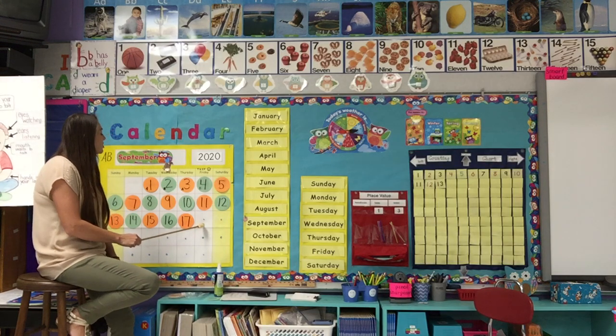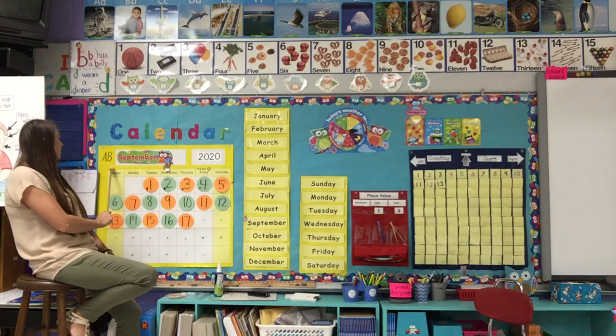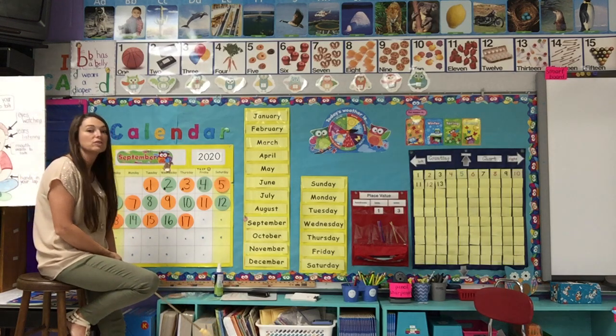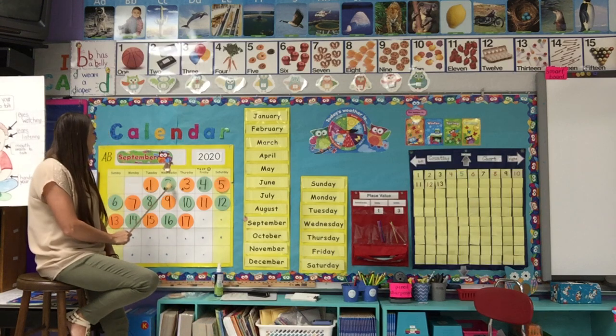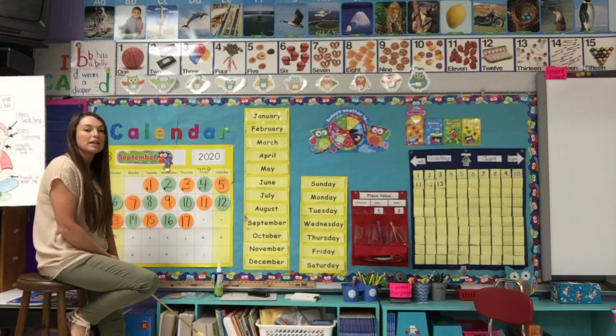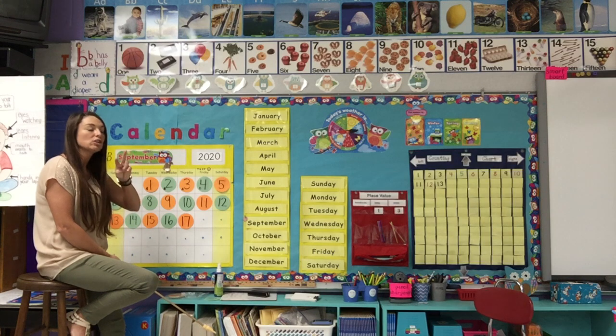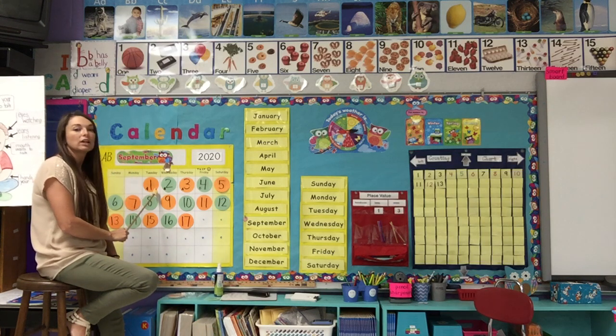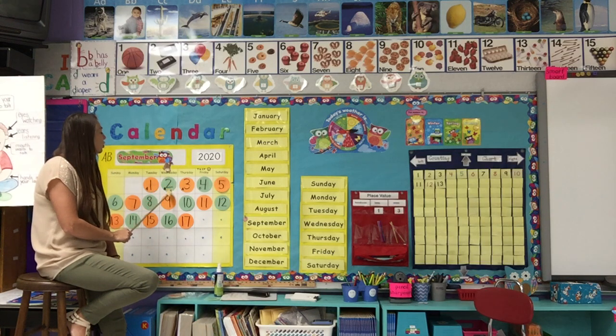Very good. So we have an A-B pattern. I've got it listed up here on our calendar. A-B pattern on our calendar this month. We're using circles as our shape. So A-B pattern means that we're going back and forth between two colors. So we have orange is our A color, green is our B color.